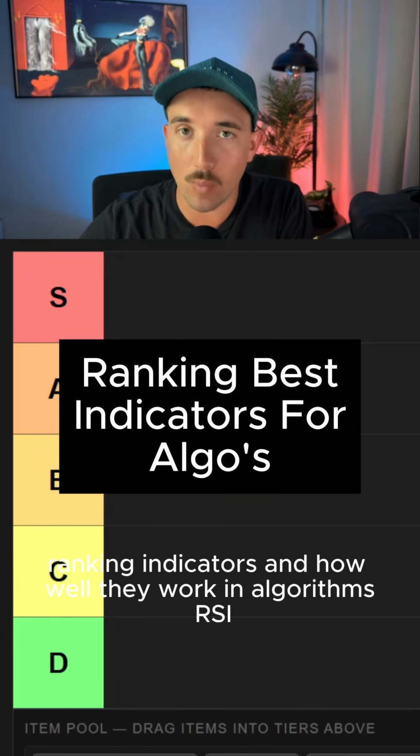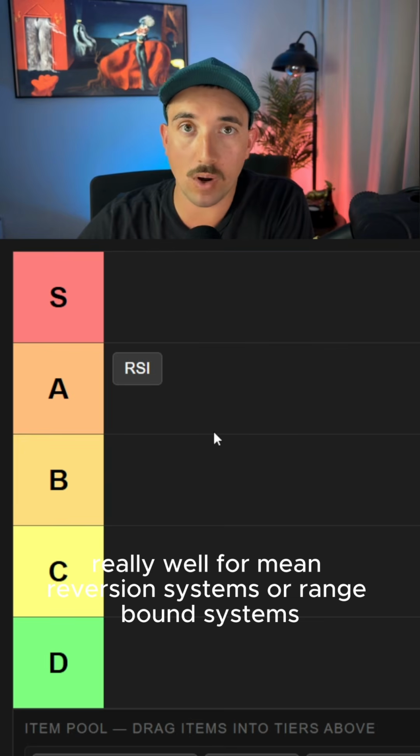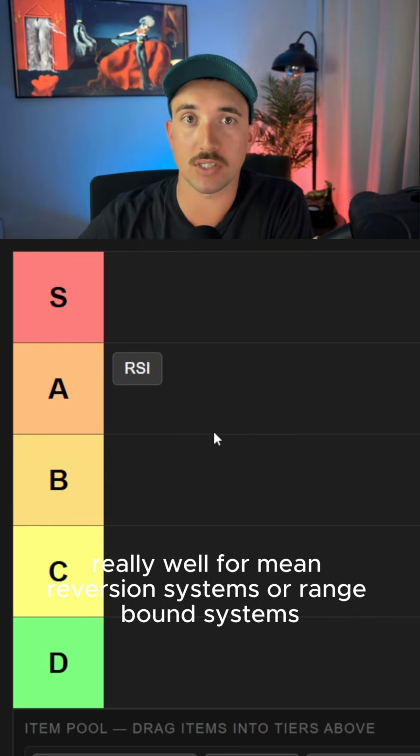Ranking indicators and how well they work in algorithms. RSI, let's put this in the A tier. Works really, really well for mean reversion systems or range bound systems.